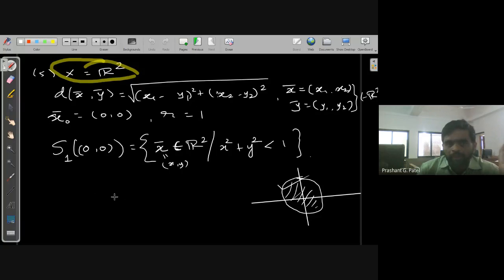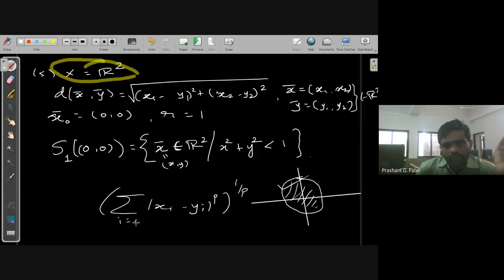For example, if I have this metric, the sum of |xi minus yi| raised to p, whole raised to 1 upon p, with i running from 1 to 2. If I define this metric for all p greater than or equal to 1, every value of p gives a different metric on this R square, and all of them have a different open sphere with center (0, 0) and radius 1. What are the relations between those open spheres? That you can think about.